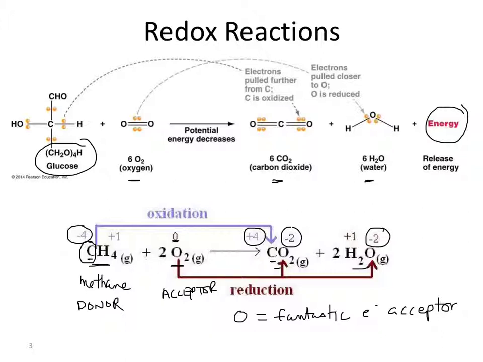So another thing I should mention before I move on from this slide is that each total redox reaction has two half reactions associated with it, an oxidation reaction and a reduction reaction. So the methane to carbon dioxide reaction is the oxidation reaction, and the oxygen to water reaction is the reduction reaction. Those are the half reactions that, when put together, result in the overall redox reaction shown.